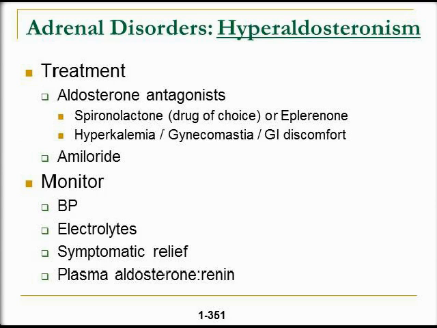Because even when they're on ACE inhibitors and ARBs, it doesn't block enough of the aldosterone issue. If you do put them on these medications, you want to monitor obviously electrolytes, again, because they can cause hyperkalemia. Hopefully have some symptomatic relief. Nobody's made a recommendation of actually getting serial plasma aldosterone to renin ratio, but you can just assess for trend in the patient. And certainly you want to monitor for blood pressure.